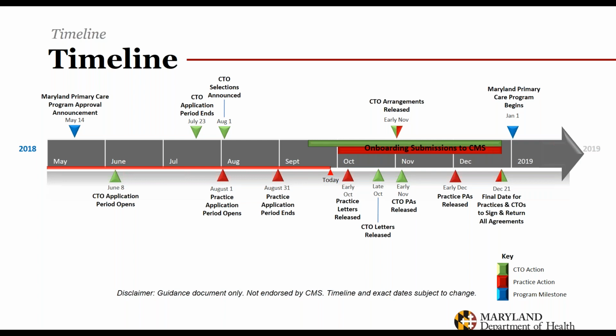Then moving into early December, practices will get their participation agreements along with a second letter that's going to include some more onboarding materials that you'll need to turn in before the end of the year. I just want to emphasize here that December 21st is the final deadline to get all your documents in. And this is important because if you don't have them in by that deadline, you're not going to be able to start the program in January.